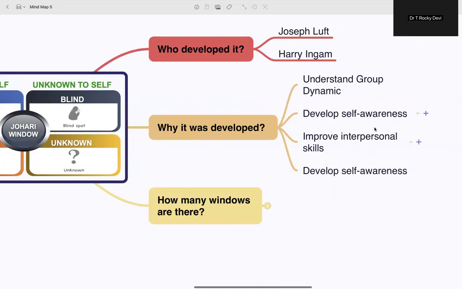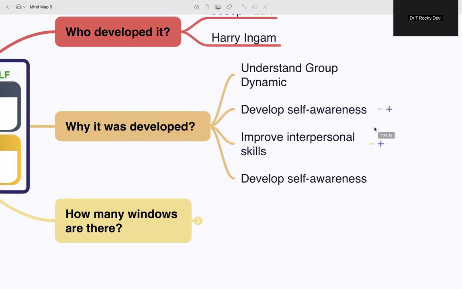The purpose of this window is, first, to understand group dynamics, the dynamics which exist between people, and also to develop self-awareness, about how you behave and how you do things, and whether others understand you in the same way or not. So you will have that awareness about your own personality. The next one is to improve interpersonal skills. So this is all about it.